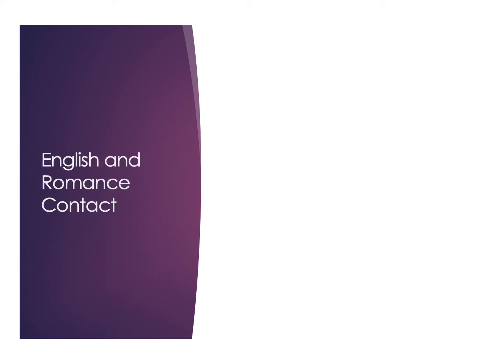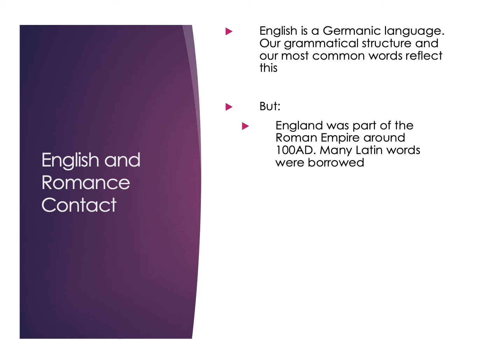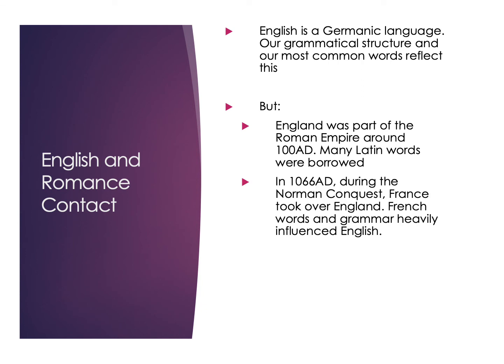So English has had a lot of contact with Romance languages over time. So even though English is a Germanic language, our grammatical structure reflects this, our most common words reflect this. England was part of the Roman Empire around 100 AD, and so as English was starting, we were borrowing some Latin words during this time. And the most important and the most influential was during the Norman Conquest. So in 1066 AD, France took over England, and French words and grammar had a heavy influence over English because the French ruled over England for several hundred years.